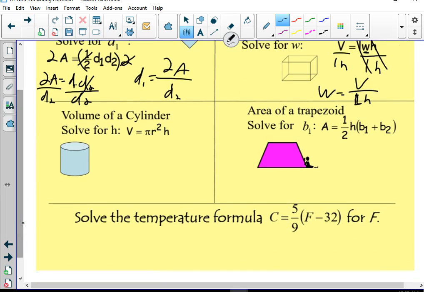Volume of cylinder, solve for H. What is attached to the H? That's an M. Pi symbol. Oh, that looks like an M. Okay, so how is pi and the R squared attached? How do we do that? Pi R squared. Cancel, cancel. H is equal to volume over pi R squared.